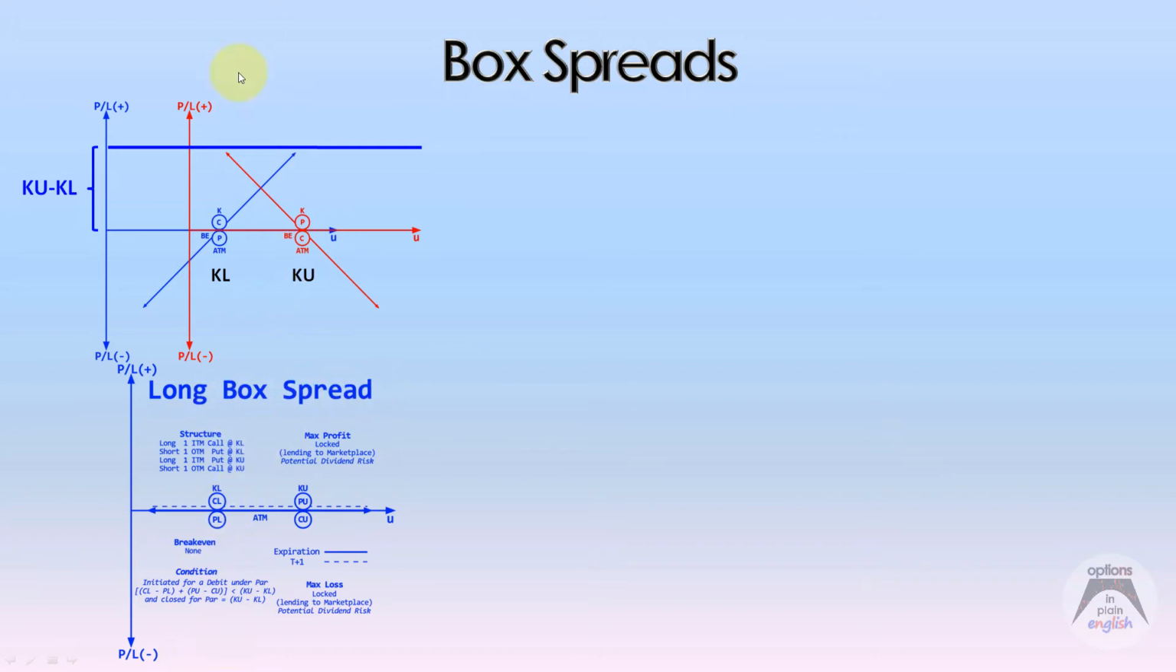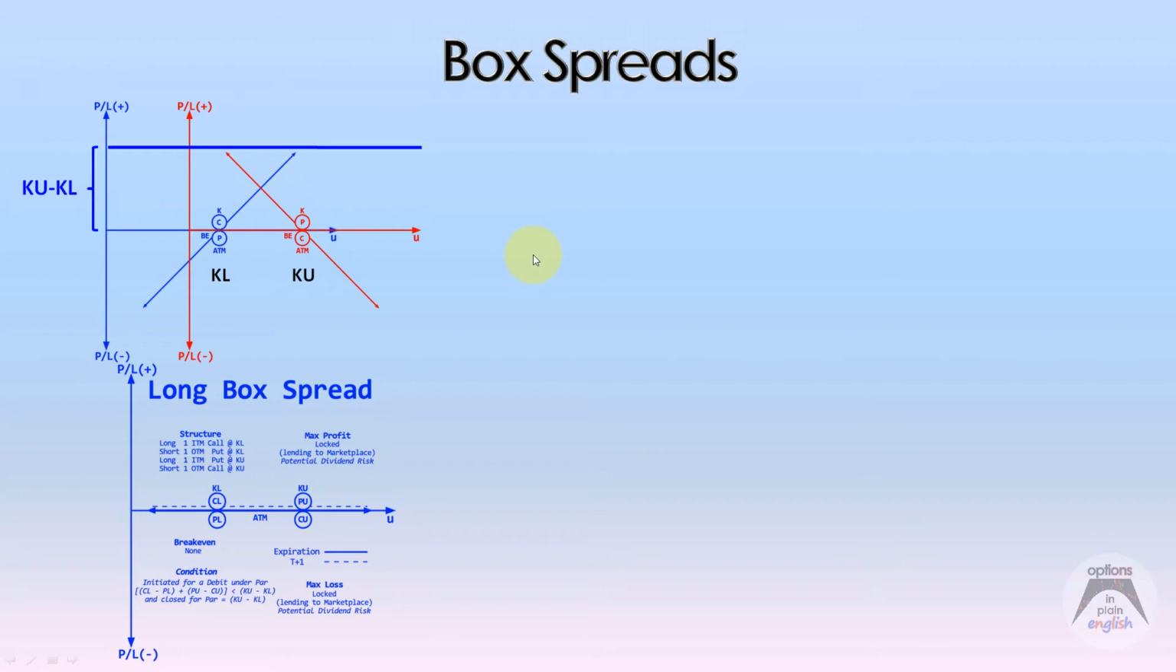If you buy it under par, so if you buy it for less than the value and you wait, that's why you have a little bit of a dash line here, because if you buy it under par, then you're going to have a profit at the end of the day when it expires.